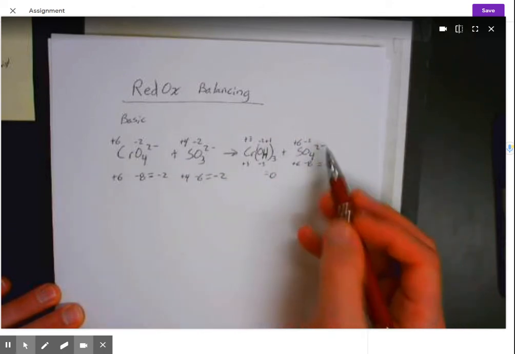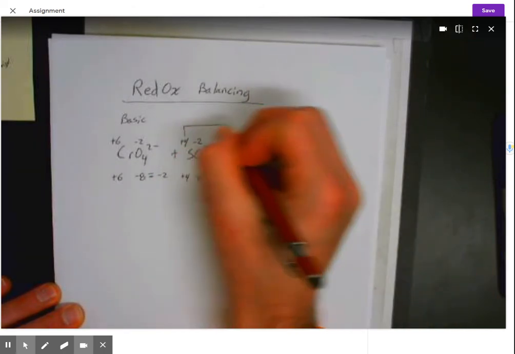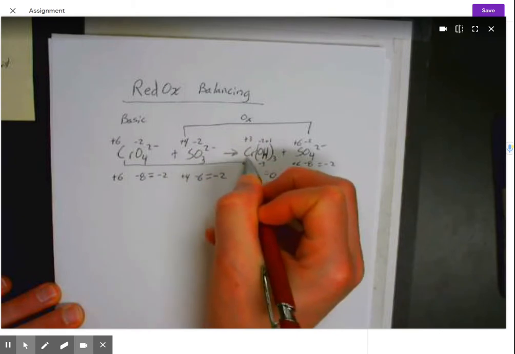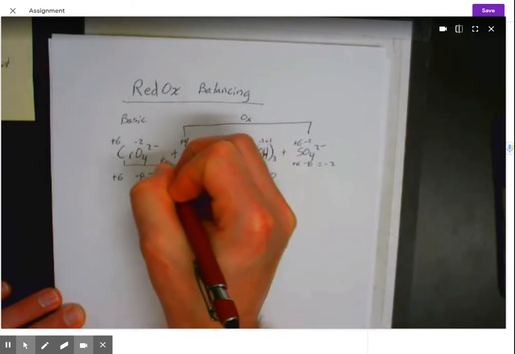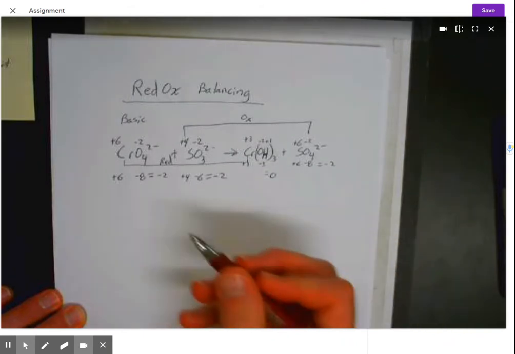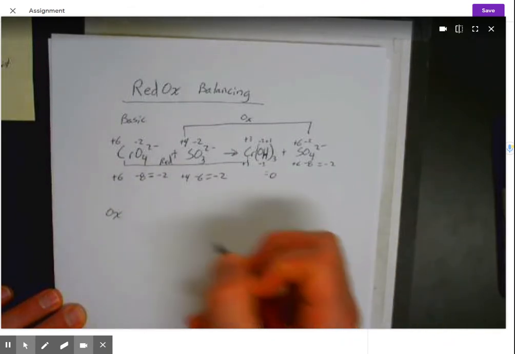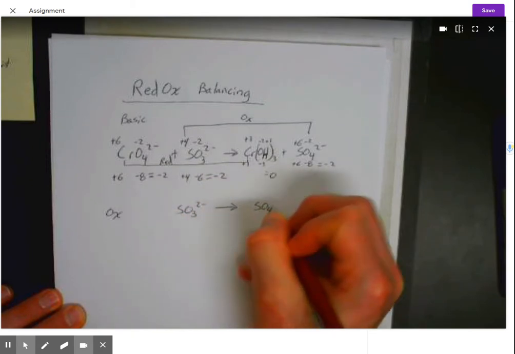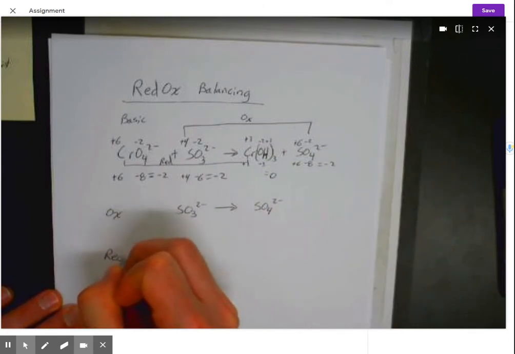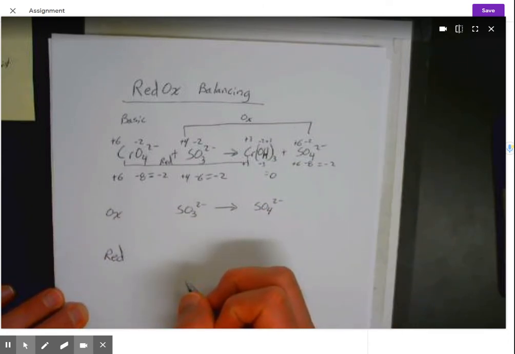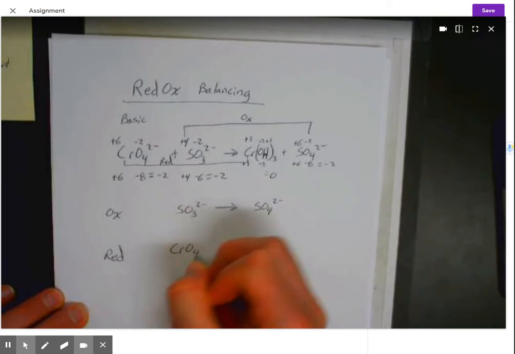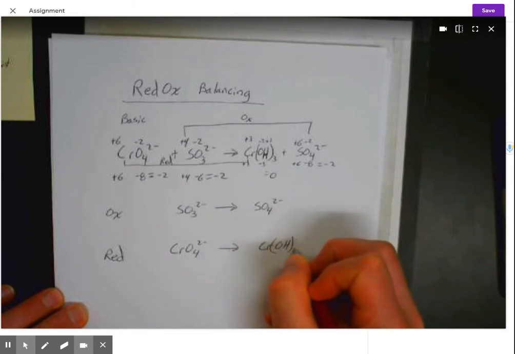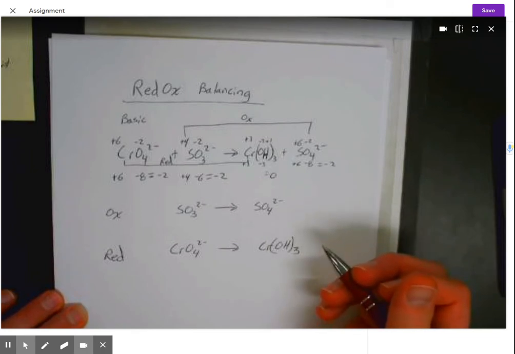So if you look at all of our oxidation numbers, we know that the sulfur goes from 4 to 6, so that's oxidized, and the chromium will go from 6 to 3, so that will be reduced. So there's our two half reactions, so let's write the oxidation half. And then also the reduction half. Now we're going to balance these separately.